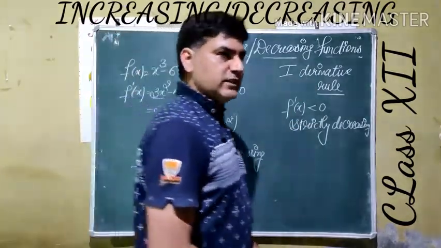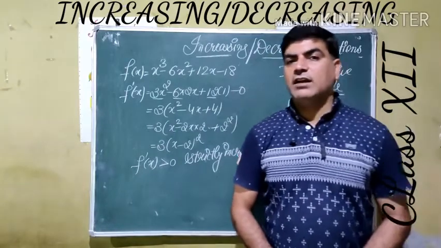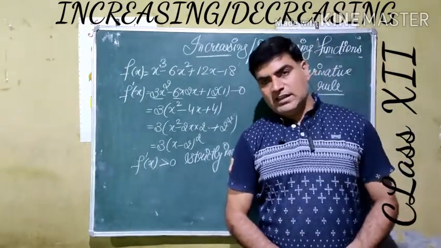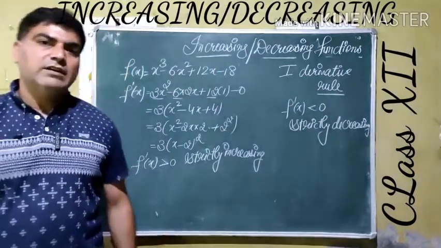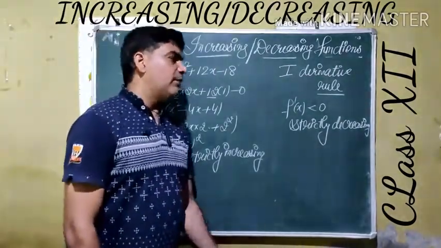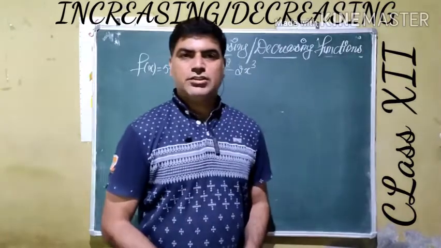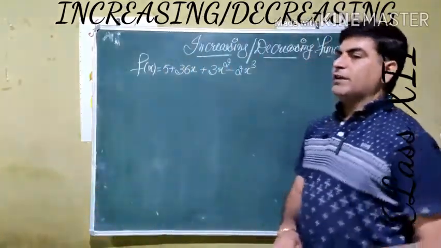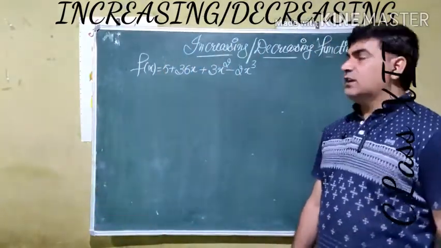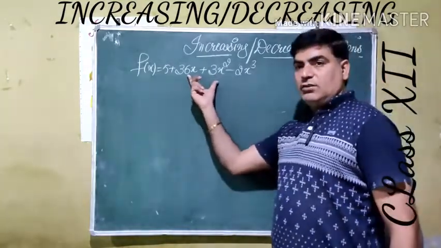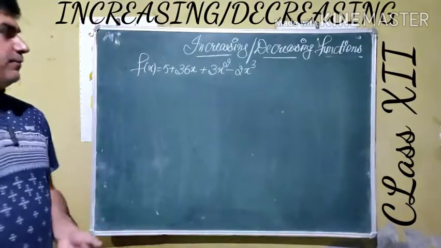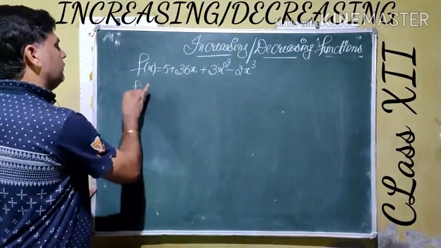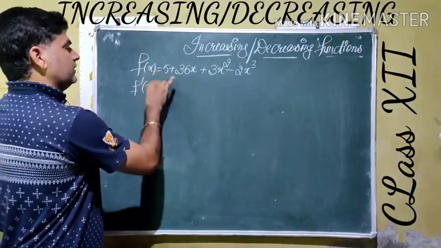Now we are going to discuss how we can find out the intervals on which the given function is increasing or decreasing. Let's see about this. Our next question is how to find the interval on which the given function is increasing or decreasing. To find the intervals, we again use the first derivative rule. First of all, we take the first derivative of the given function.